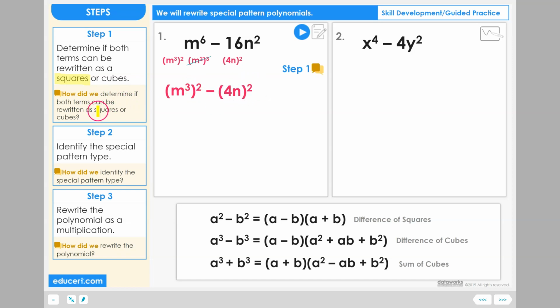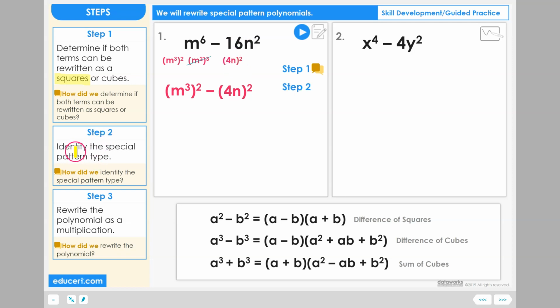How did we determine if both terms can be rewritten as squares or cubes? We determined that both terms can be rewritten as squares. m to the 6th power can be rewritten as both a square and a cube, but the second term could only be rewritten as a square.